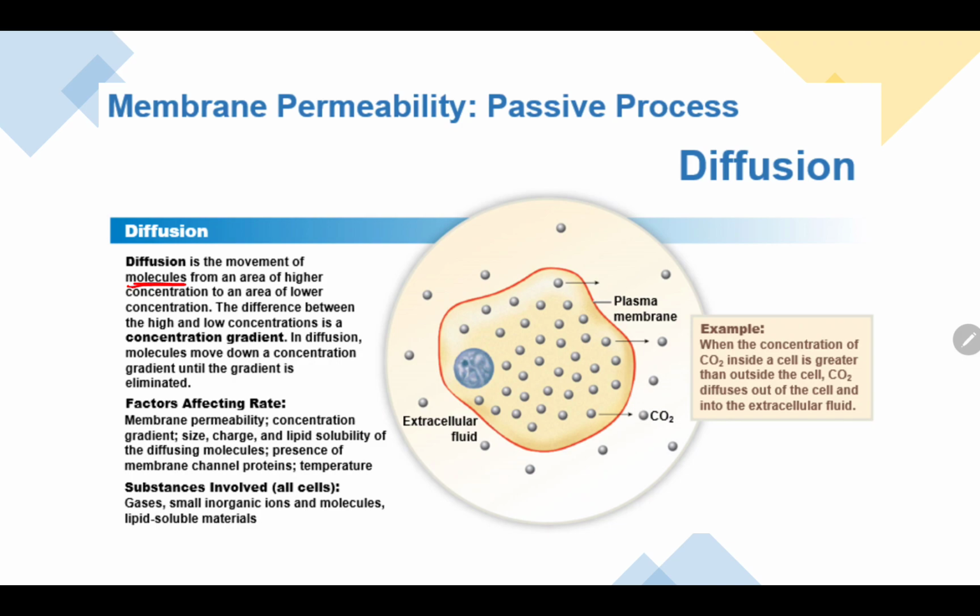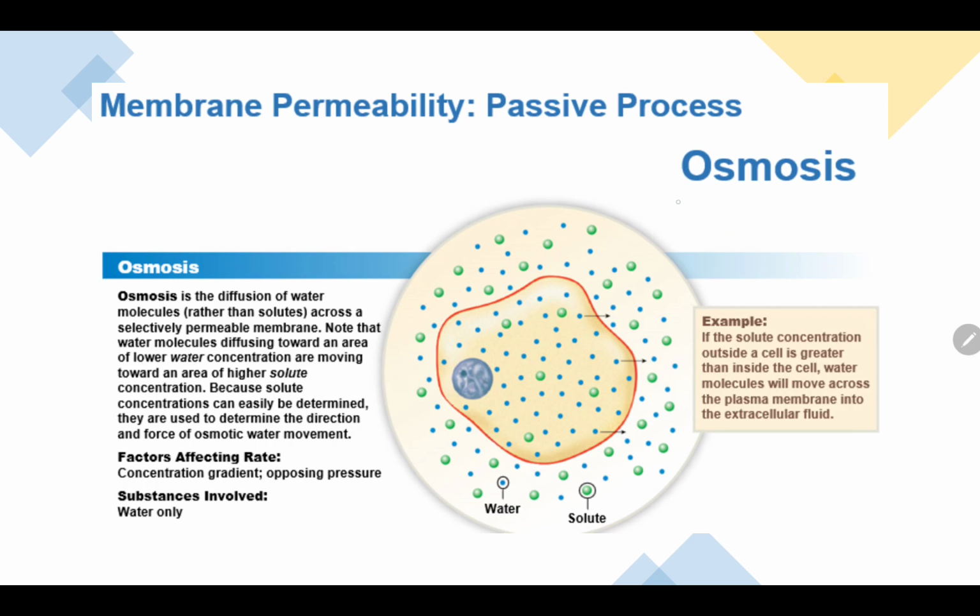So whenever it talks about diffusion, remember it's talking about the molecules, right? And again, we're moving from an area of high concentration to an area of low concentration, okay? So again, diffusion is the movement of molecules from an area of high concentration to an area of low concentration. Okay. Now, when we're talking about osmosis, osmosis deals with water.